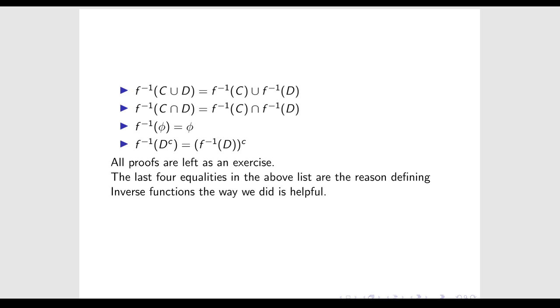Now, f inverse of C intersection D is equal to f inverse C intersection f inverse D. This holds for any f, and we don't need any other condition on f for the equality to hold. F inverse phi is phi, and f inverse of D complement is equal to f inverse of D whole complement. Now, these last four equalities in the above list are the reason defining inverse functions the way we did is helpful.